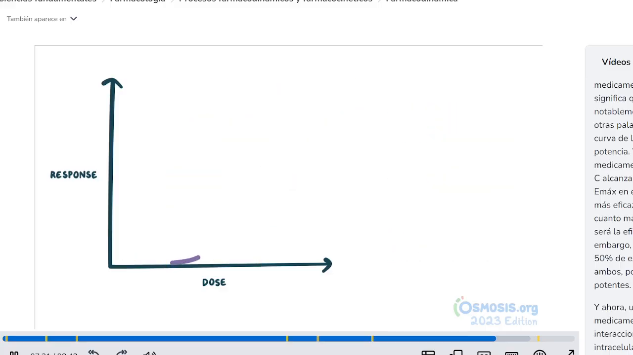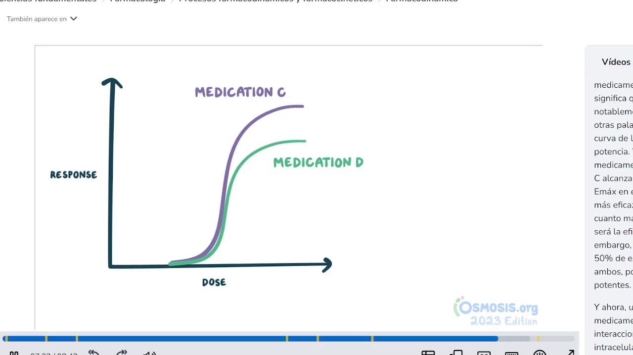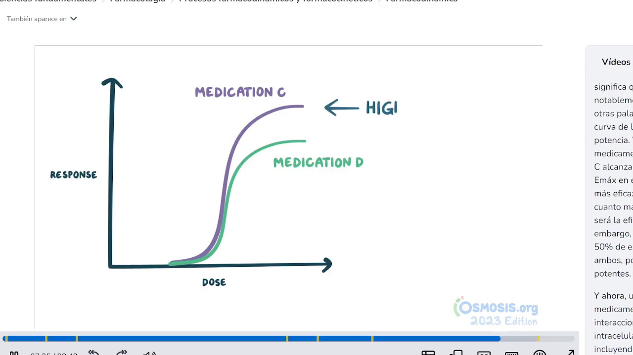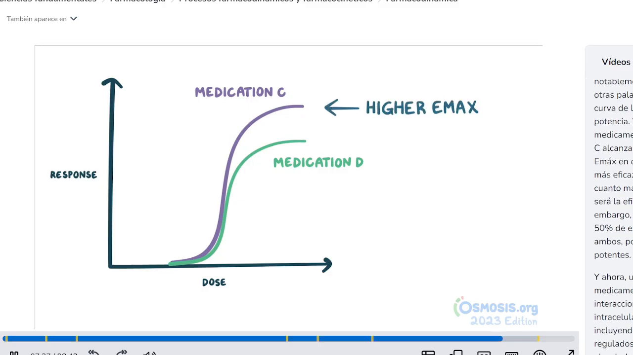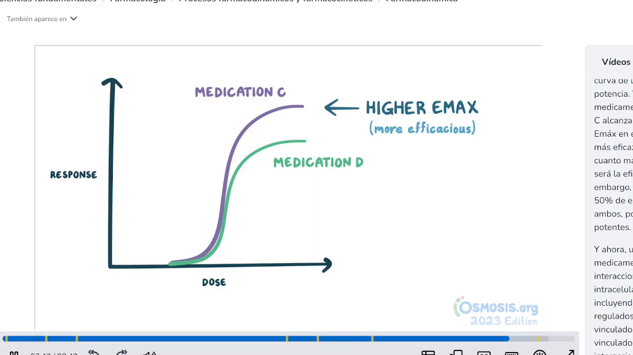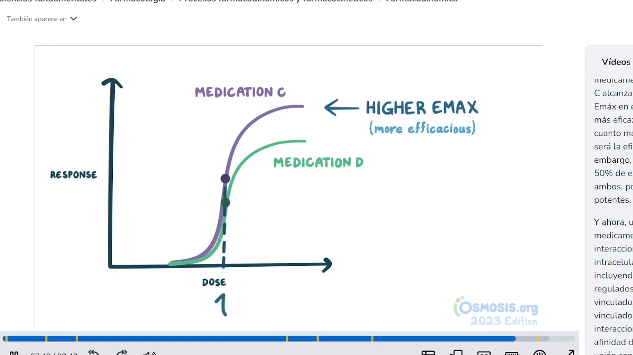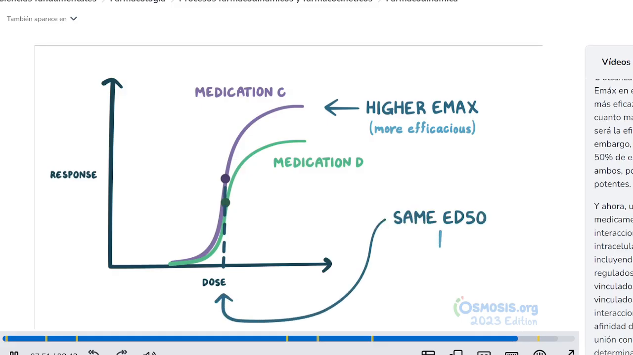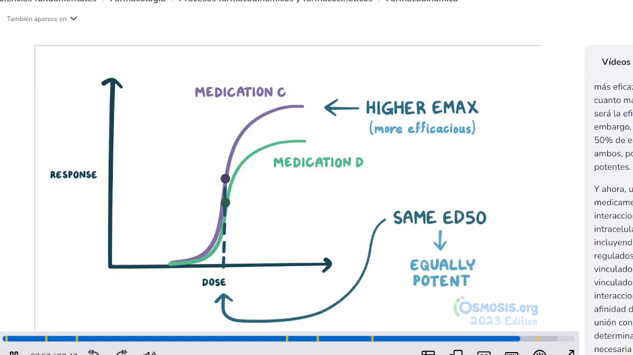Now let's look at two other medications, C and D. Medication C achieves a higher maximum effect on the y-axis, meaning that it's more efficacious than D. In other words, the higher the curve, the higher the efficacy. At the same time, though, on the x-axis, the dose ED50 for 50% of that effect is the same for both, so they're equally potent.